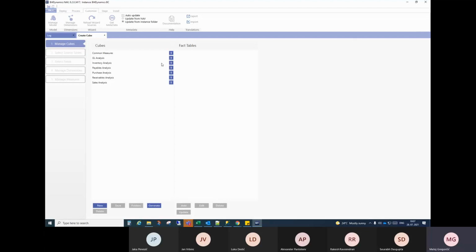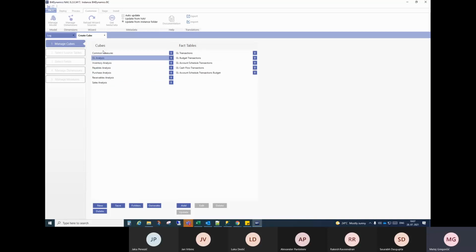This screen will look familiar to you because it's essentially the same as it was in Manage Dimension, but with one additional differentiator already on the first page. It still says cubes, but these are actually just a model. So the area, modules, the area of the business that we would like to bundle together. It's sales, receivables, purchase, payables, inventory, GL analysis.